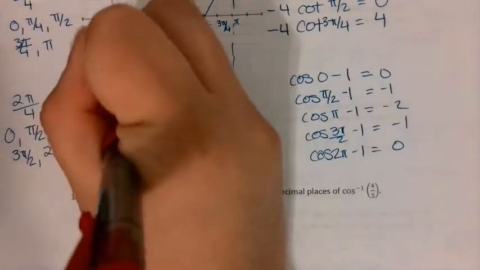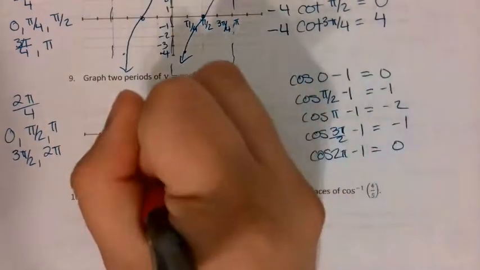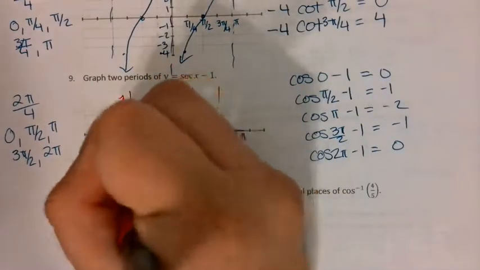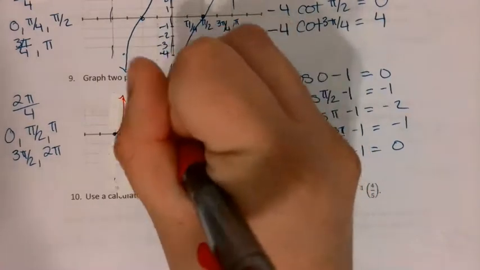Then where I have a peak, it curves up. And where I have a valley, it curves down. And I just go ahead and draw those all in.